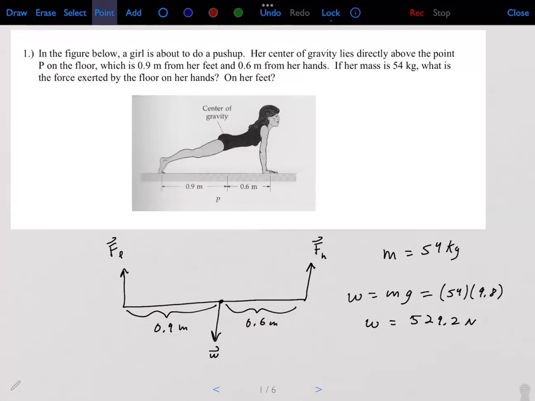I can put the axis of rotation wherever I want, but because I have two unknowns, I don't know the force on her feet and I don't know the force on her hands. I want to eliminate one of those, and I can eliminate one of the torques by putting the axis of rotation at one of those points. If we're solving for the force on our hands first, I need that to remain in the equation. So I'm going to put the axis of rotation right here at her feet to start with.